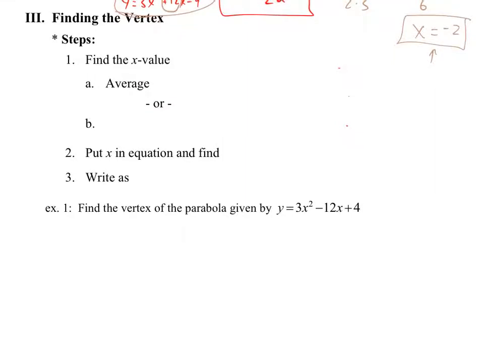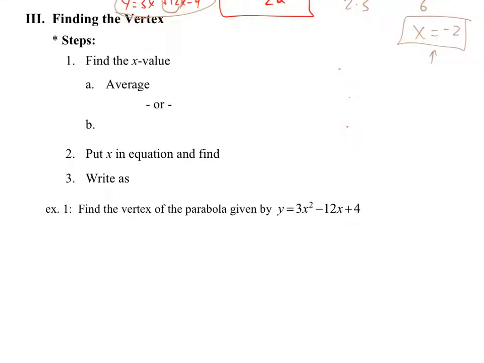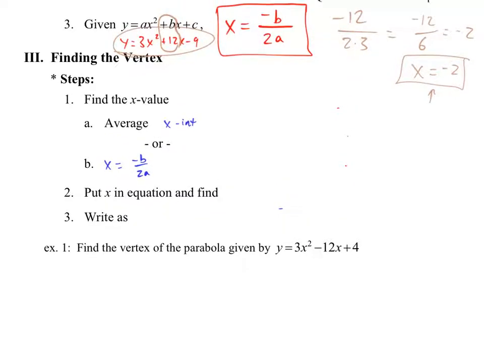Okay. And then, finding the vertex. Steps. Find the x value. So average the x-intercepts, or x equals -b over 2a. I got a little ahead of myself. Sorry, I hit the ground running. So we're trying to find the vertex. You guys good on vertex? If we have a parabola, maybe something like this, we're looking for this point. Do you agree? We just went through 3 ways to find the x value of that point.